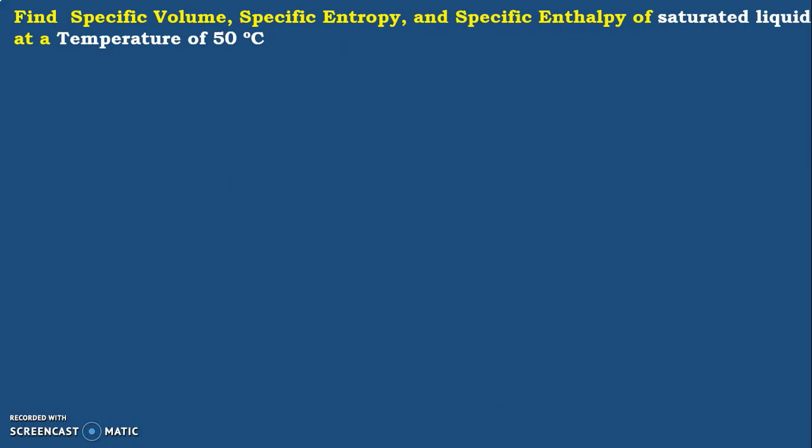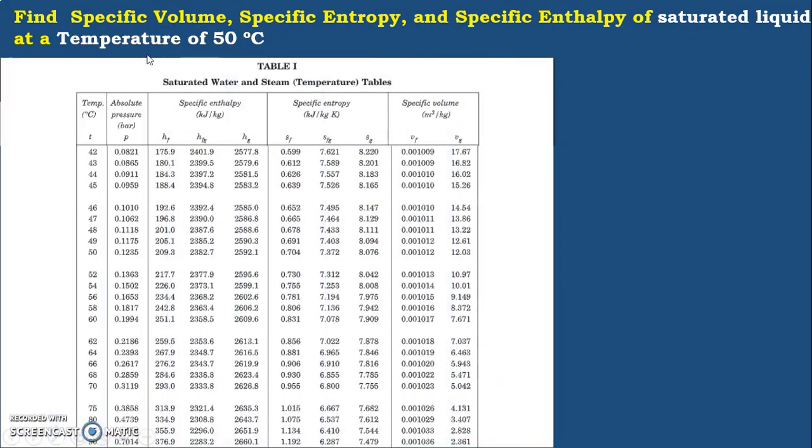saturated liquid at a temperature of 50 degrees Celsius. In this problem, we find properties of saturated liquid at a temperature of 50 degrees Celsius. From this, we can conclude that the saturated temperature table can be used. That is table number 1, saturated water and steam temperature tables at a temperature of 50 degrees Celsius. In this, saturated liquid indicates HF, SF, VF. Now let's find the properties.